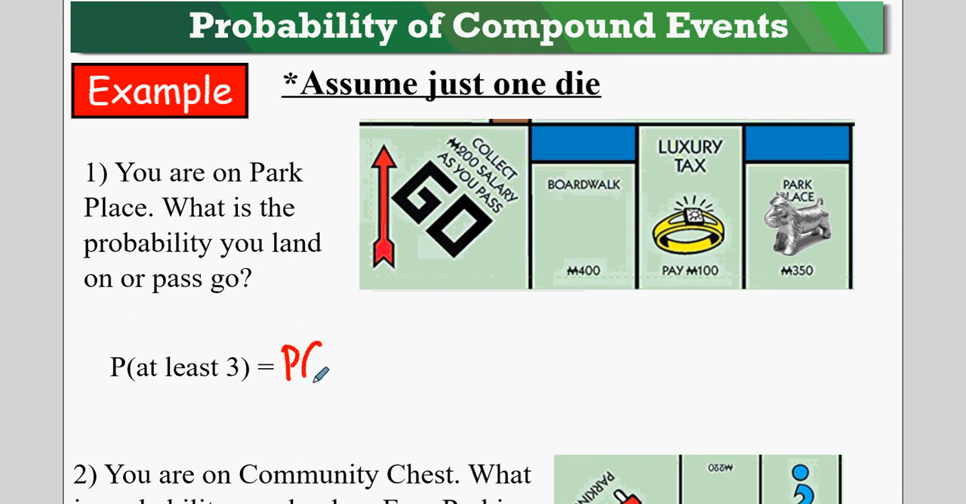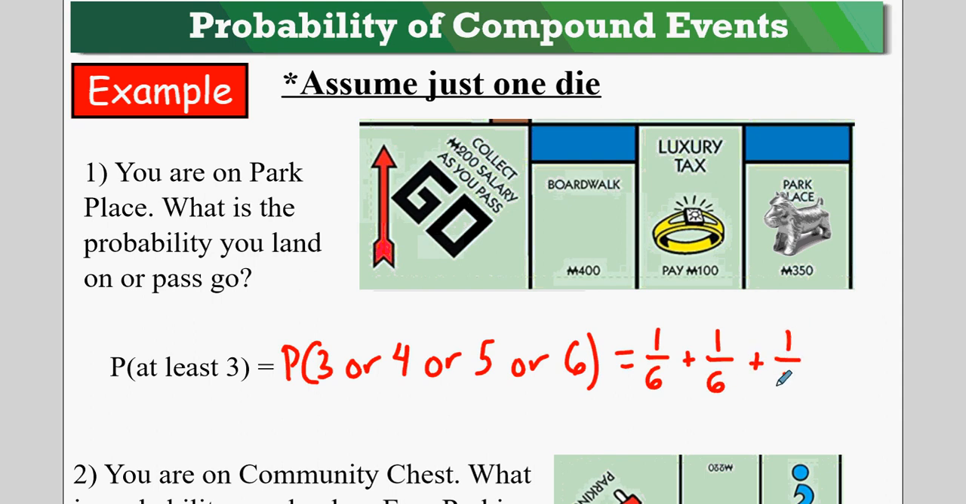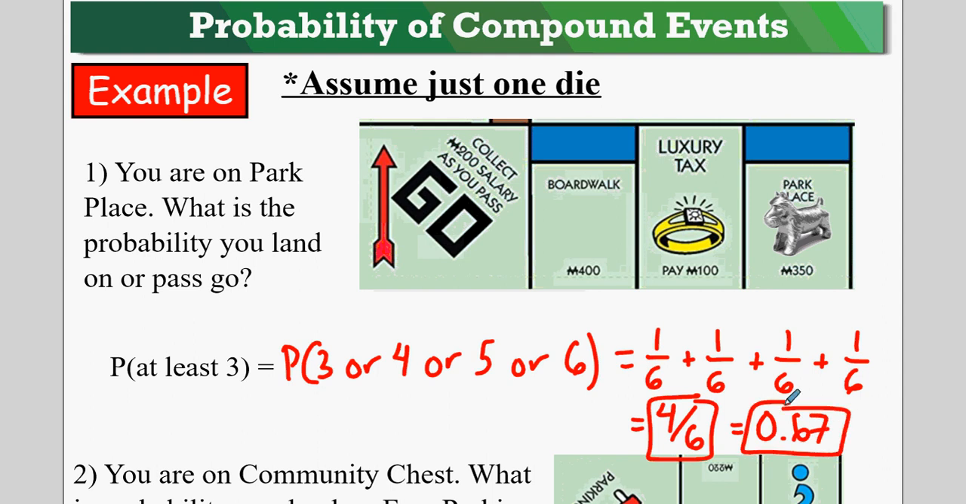Well, that's the probability of getting a 3 or a 4 or a 5 or a 6. What's the probability of getting a 3? 1 out of 6. What's the probability of getting a 4? 1 out of 6. Probability of getting a 5? 1 out of 6. Probability of getting a 6? 1 out of 6. So there's a 4 out of 6 chance of landing on Go or passing it, because you could get the numbers 3, 4, 5, or 6. So what is that? 2/3, or 66.6 repeating, 67% chance.